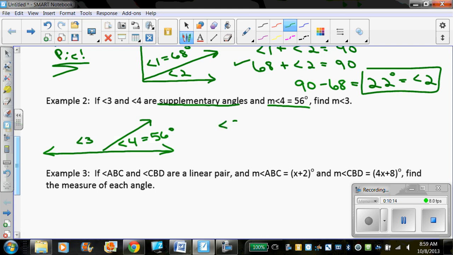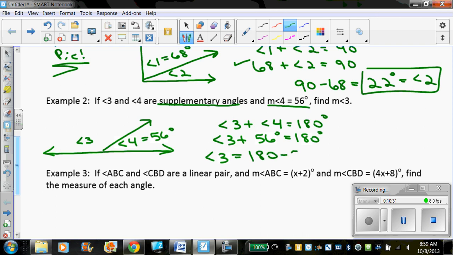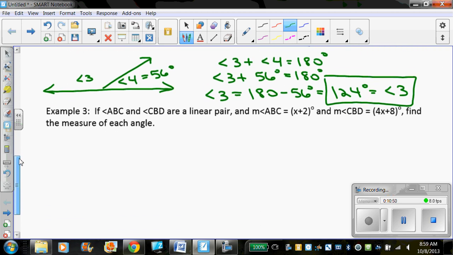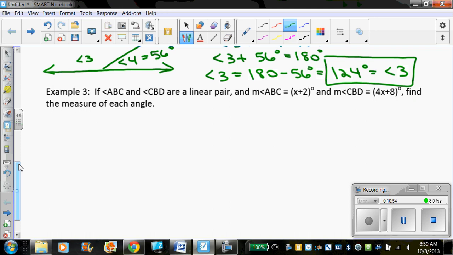So again, remember, angle 3 plus angle 4 is 180 degrees. And if we know that angle 4 is 56 degrees, we can just solve this by subtracting 56 from both sides and going 180 minus 56 degrees. So that means that angle 3, if I do this calculation really quick, is 124 degrees. So let me put this angle 3 over here again so that you can see. And after a while, you won't need to do the picture, but I'm making sure that you realize the picture does help, especially if you're starting to get confused with which ones complement, which ones supplement.